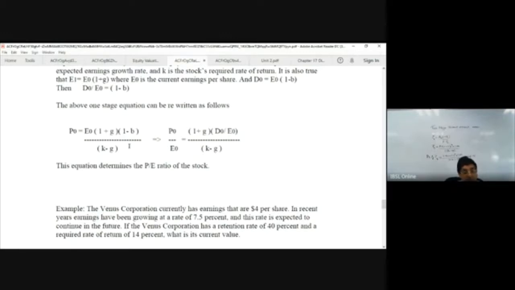Now, I think I can explain these things on the board also. How we can convert our applications onto an earnings basis rather than a dividend basis. In terms of dividends, we already did all these things, but we can do it on the basis of earnings also. Now I will show it on the board.